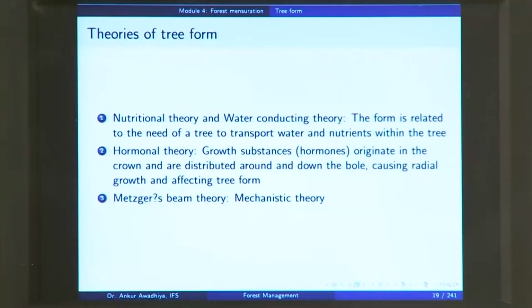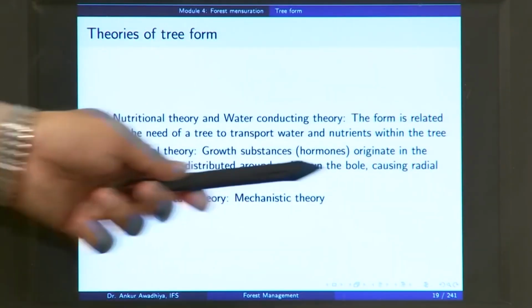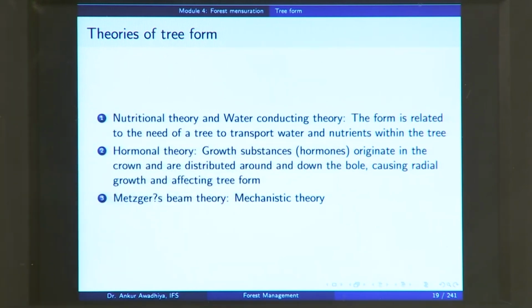So, the hormonal theory says that you are having a hormone that is being generated or originated in the crown, then it is distributed around and down the bole, and this sort of inhibits the radial growth of the bole. So, if you have it in a lower concentration, you will have more radial growth. And the third theory is a mechanistic theory that is known as Metzger's beam theory, which is the one that is the most prevalent.